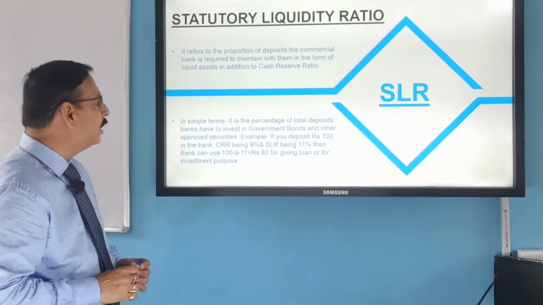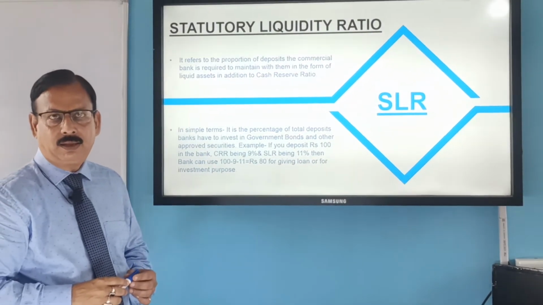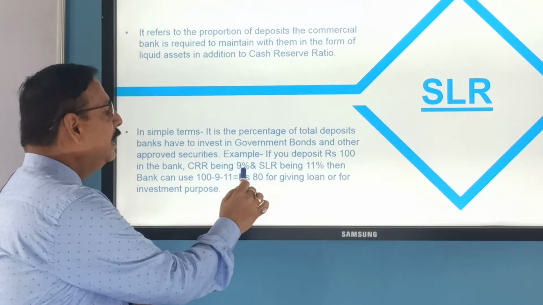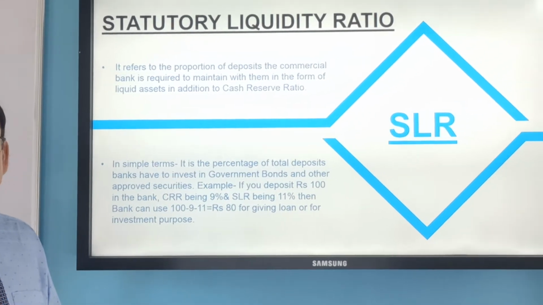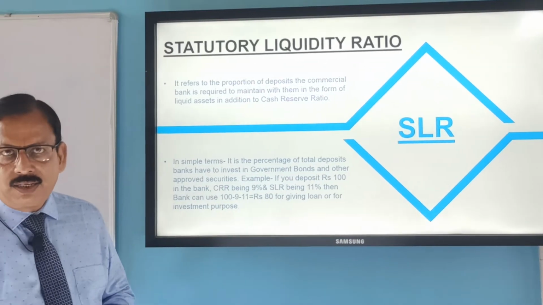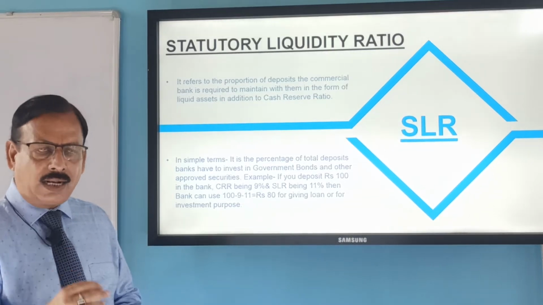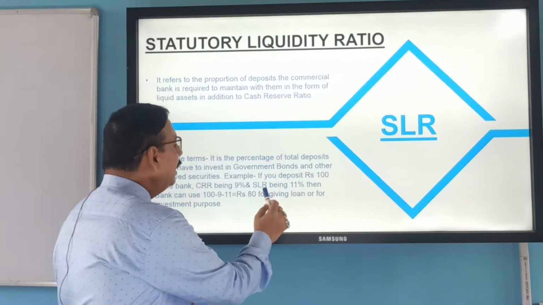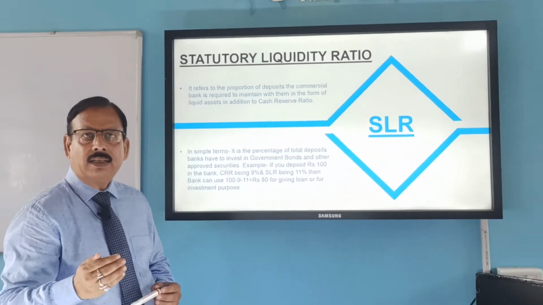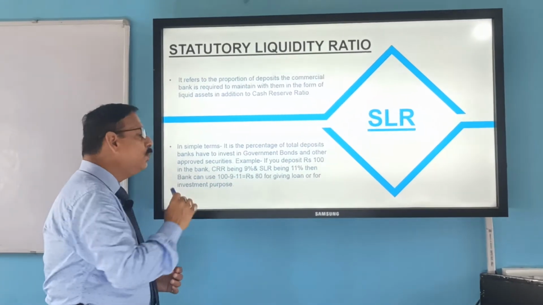Now see, if you deposit rupees 100 in the bank, means bank has 100 rupees, and CRR being 9%, because certain percentage they have to keep in Reserve Bank of India, that is the cash reserve ratio. Suppose 9% is CRR and SLR being 11%. Means 11% is to be with the banks. Then bank can use how much money?